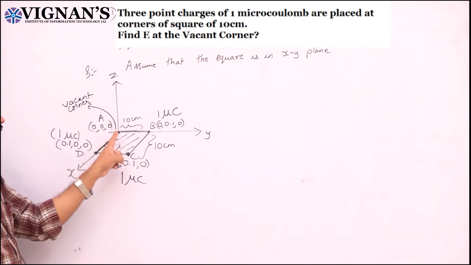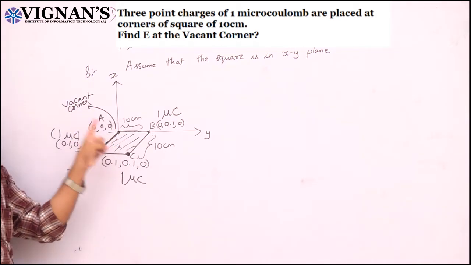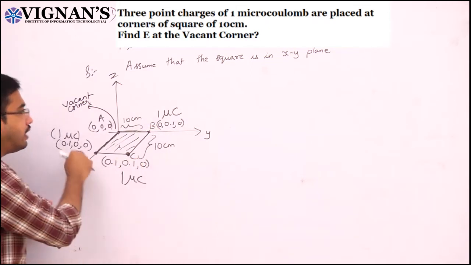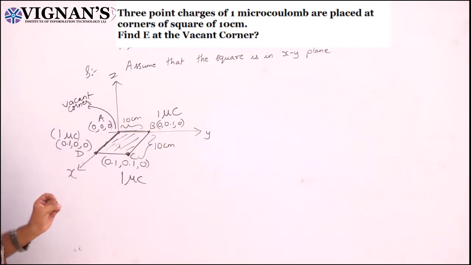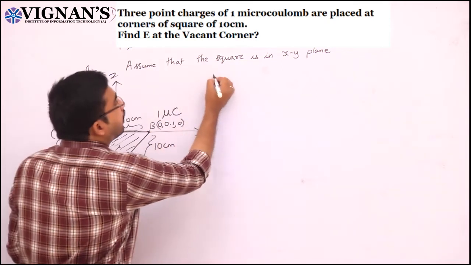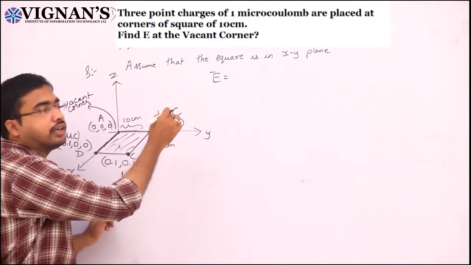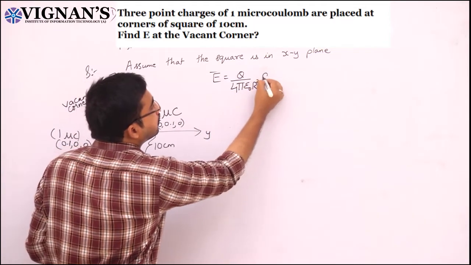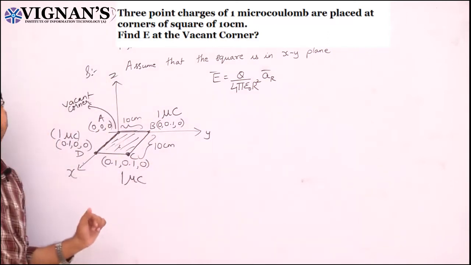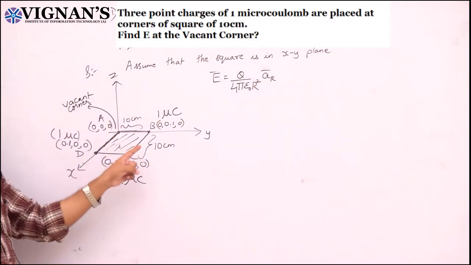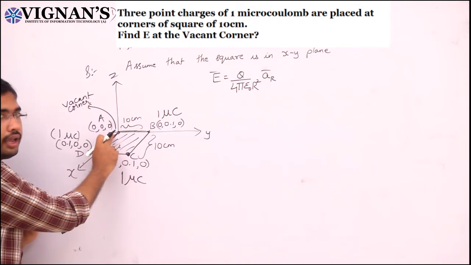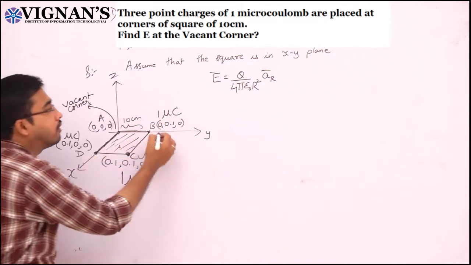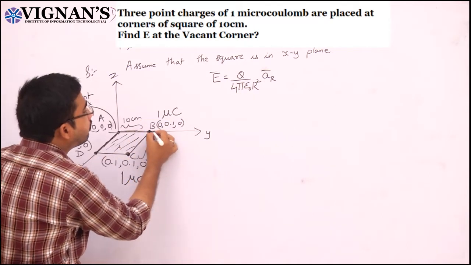Now we need to find the electric field intensity at this point A, the vacant corner, due to these charges that are present at B, C, and D. So for that we need to use the same formula again. What is the formula for E? Electric field intensity E is Q by 4 pi epsilon naught R square into AR bar. Again we will use the same formula. First let us find the electric field intensity at point A due to the charge at point B. What is the charge value? 1 microcoulomb. The charge value is 1 microcoulomb.